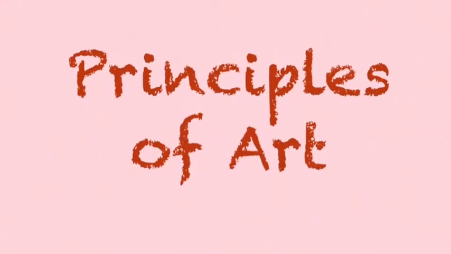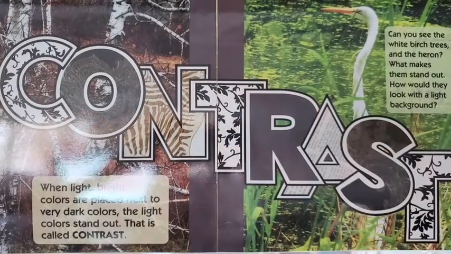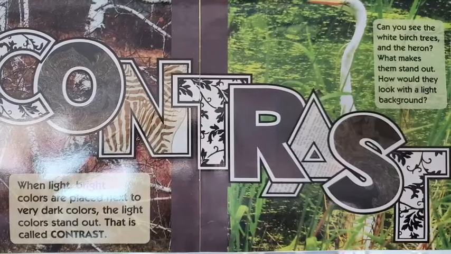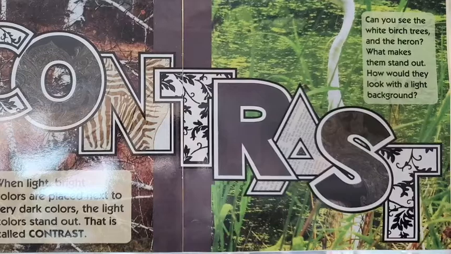Now let's talk about principles of art. First, there's contrast. When light, bright colors are placed next to very dark colors, the light colors stand out. That is called contrast.